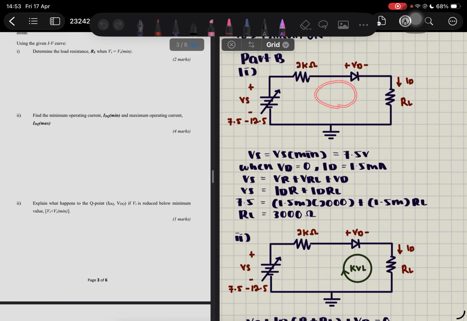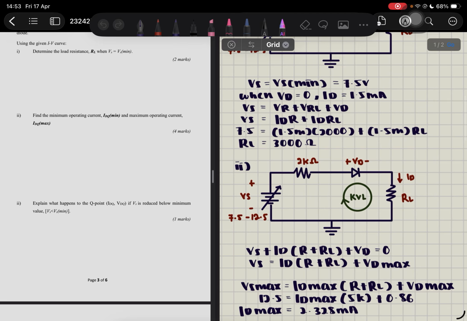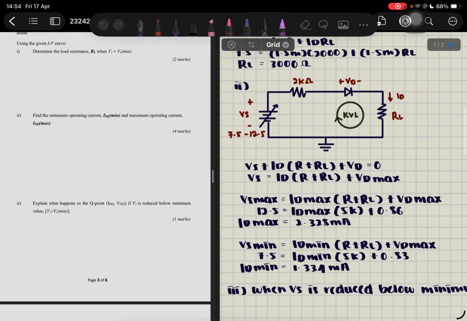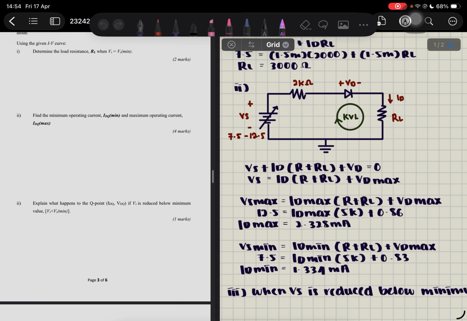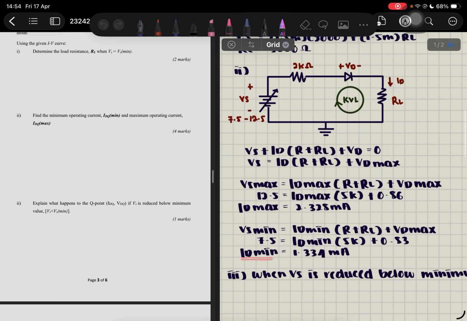So we use the KVL to get the RL. This is the equation, and we got the RL is 3000 ohm. For the second, find IDQ minimum and IDQ maximum. We can find it by the KVL, just like the first question. So here we got ID max is 2.328 milliampere and the ID minimum is 1.334 milliampere.